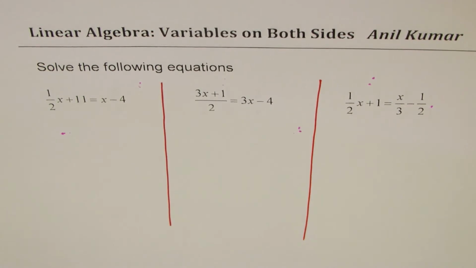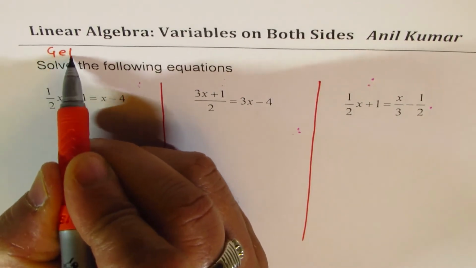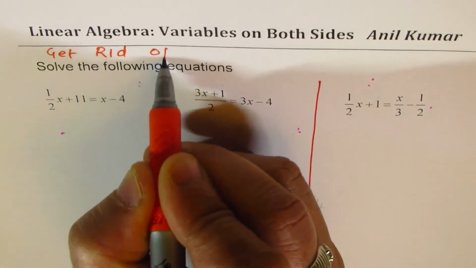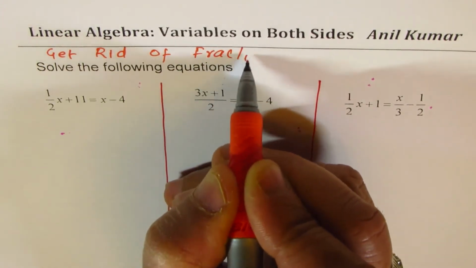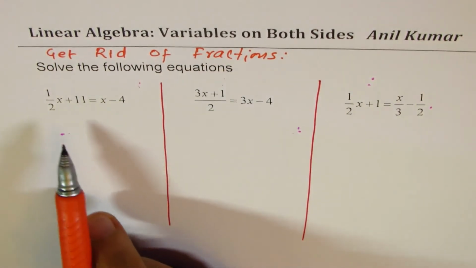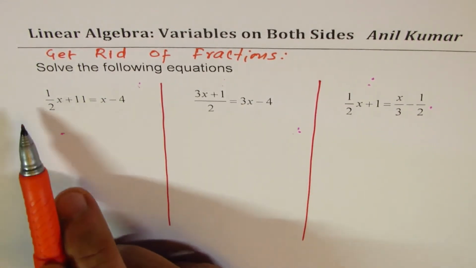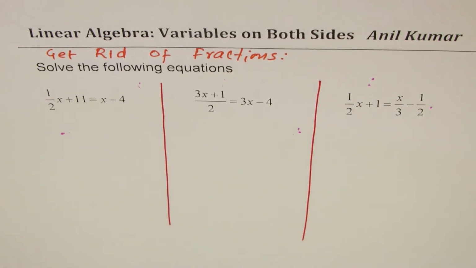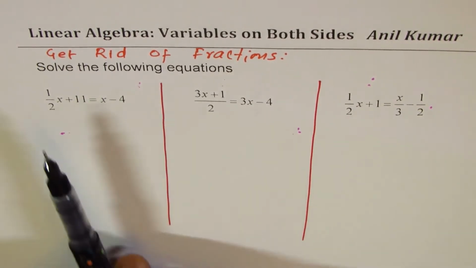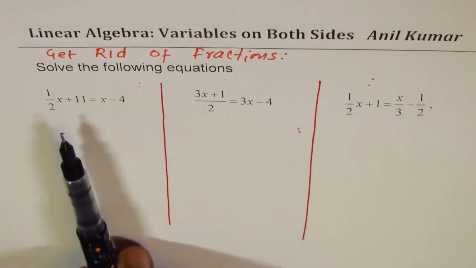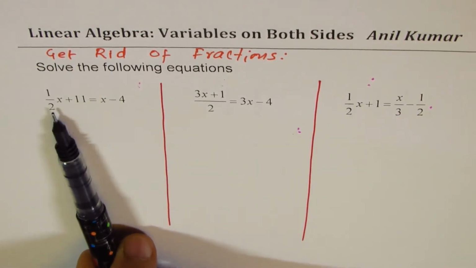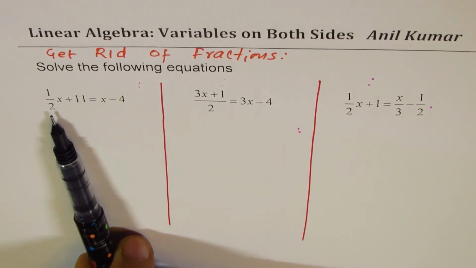Whenever fractions are involved, the strategy I'm going to use is to get rid of fractions. How do you do that? You have to find the lowest common multiple, and multiply with it. That is what you have to figure out. Now let's convert these equations without fractions. Here, if I multiply everything by 2, I get rid of this 2 in the denominator.